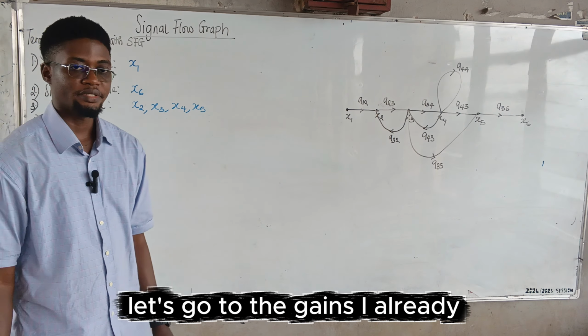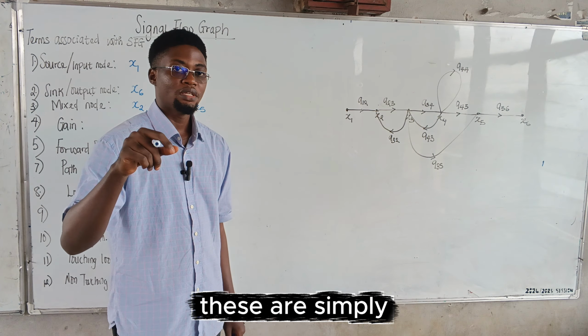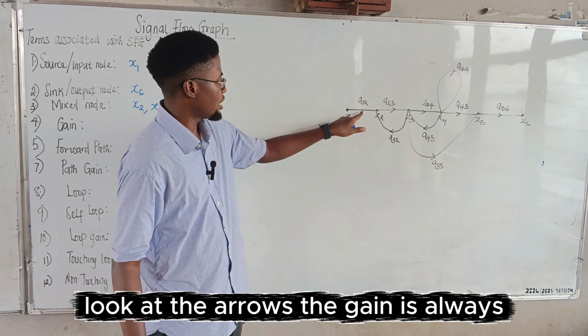Let's go to the gains. I've already explained what gains are. Gains are simply resting on the arrows in a branch. Look at the arrows.